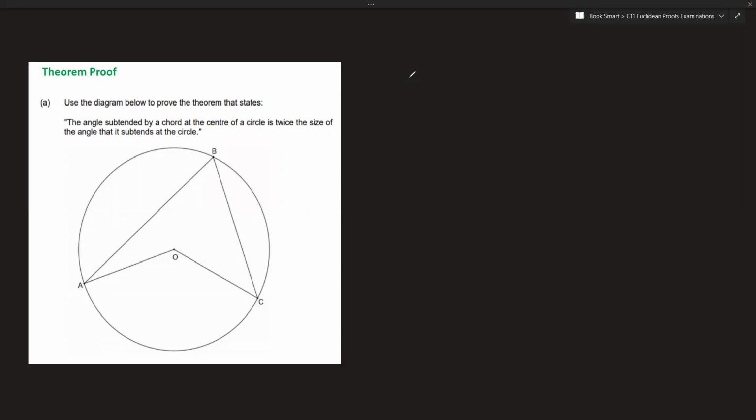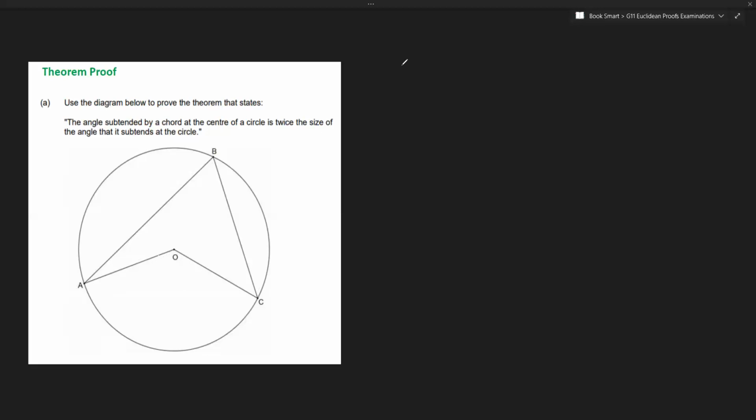In this question, we're going to be looking at the theorem that states the angle subtended by a chord at the center of a circle is twice the size of the angle that is subtended at the circumference. Sometimes they'll say at a circumference. But what the theorem is saying is this. The theorem says, if this chord, which is called AC, forms this angle here, so this one.